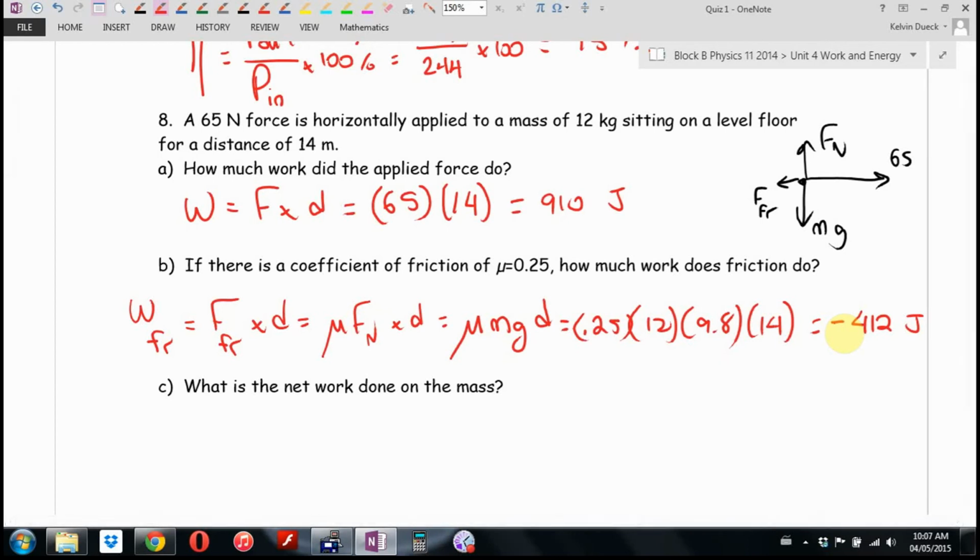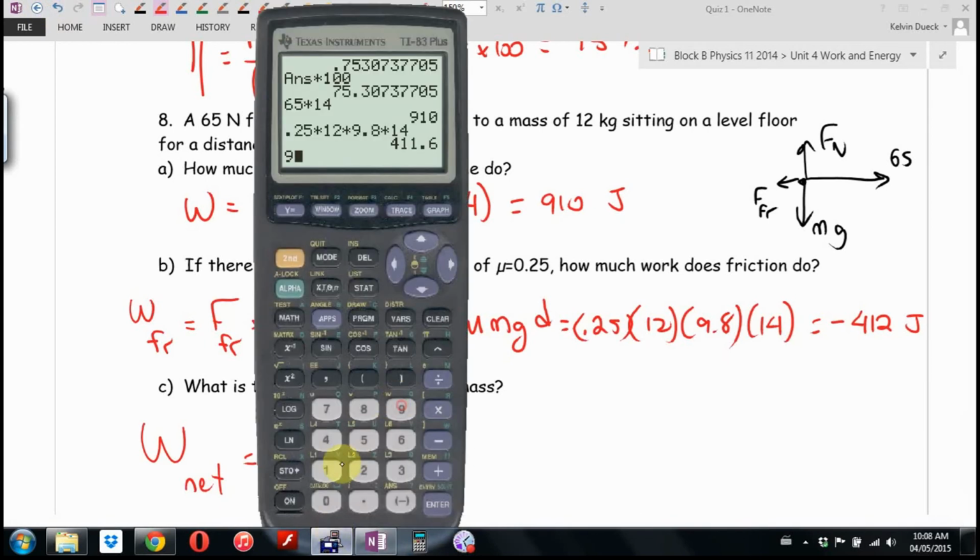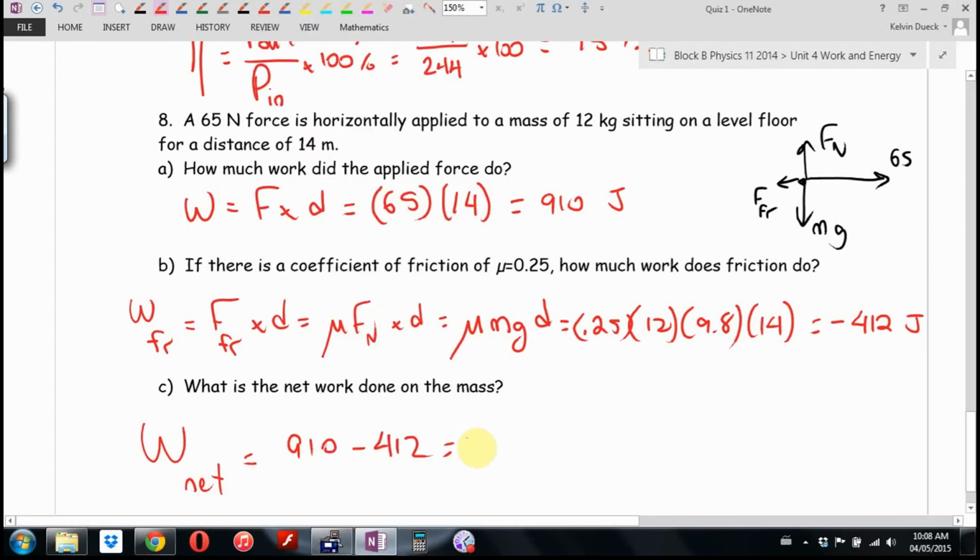So what's the net work done on the mass? It's 910 take away 412. I'll use my answer button: 498 joules of work.